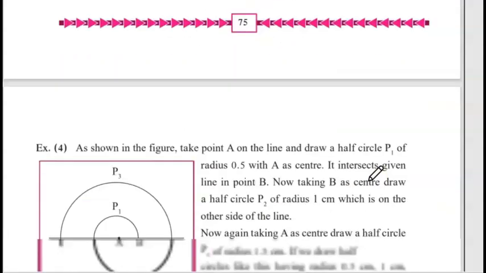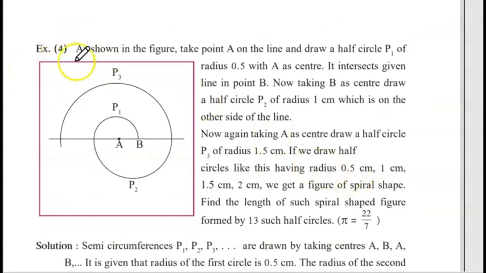Okay. Now next example. As shown in the figure, take a point A on the line. A हा point त्या line वर घेणार. Draw a half circle P1 of radius 0.5 with A as a center. इथे हे circle, half circle आपण draw केले P1 and A as a center and the radius is 0.5. It intersects the given line in the point B. ते B मध्ये intersect करते.